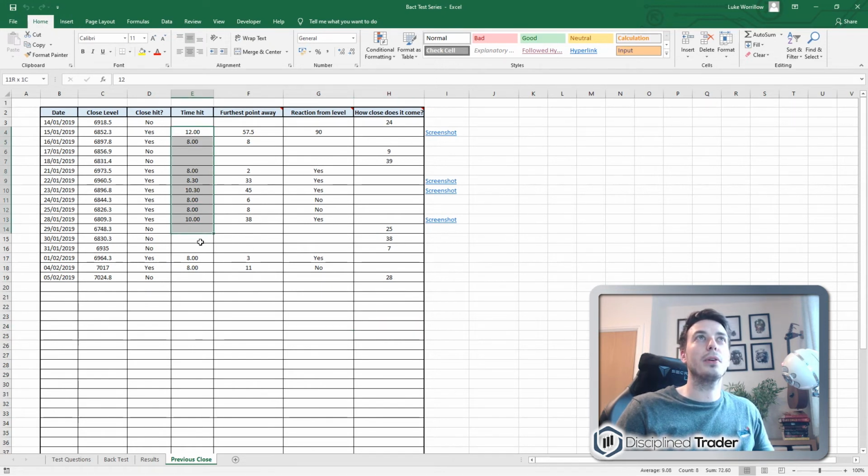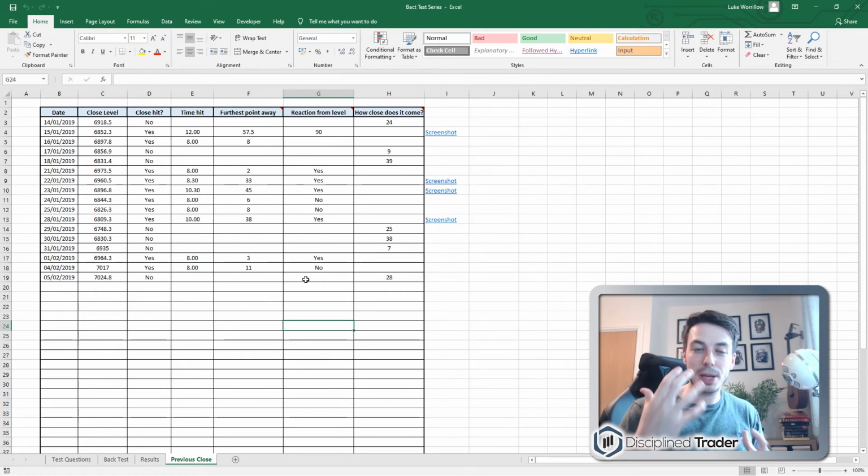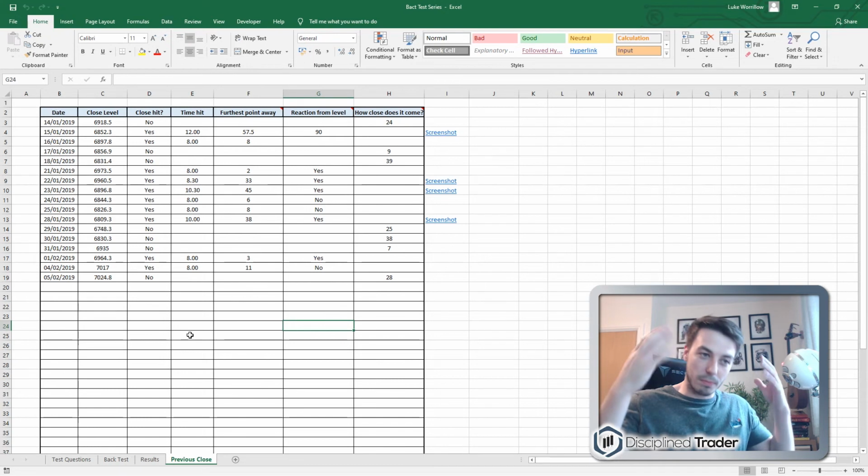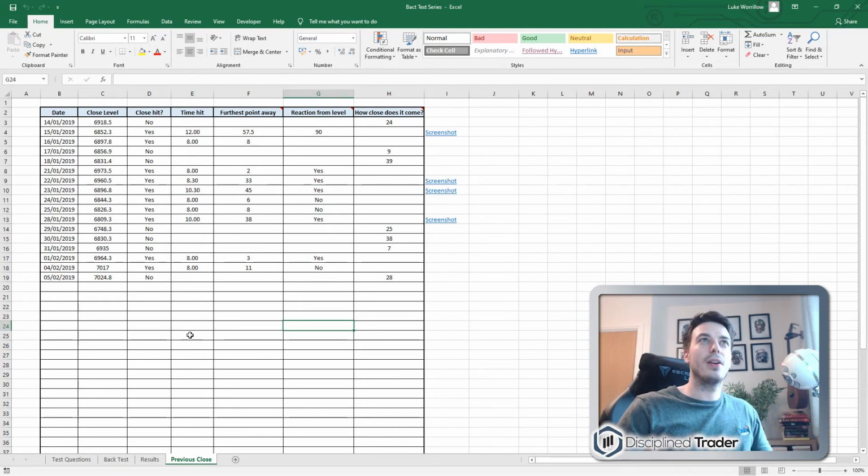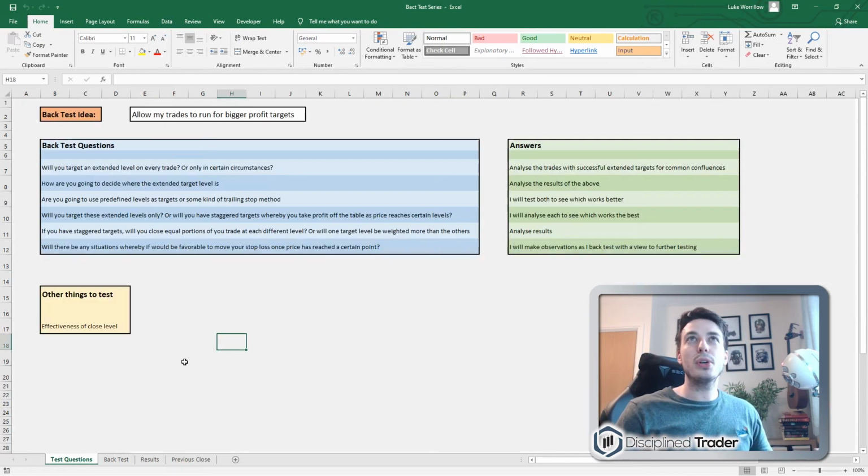You'll have a good idea of how long it typically takes to get hit, how far away price can be typically and still hit that level, and whether or not usually you get a reaction from it, things like that. They're just good pieces of information to know. You're never going to know concretely whether these things will happen, but if you know that 80% of the time it's hit before 12 o'clock, then that's a good piece of information to know. It all adds to your armory when trading. So yeah, that pretty much sums up this part of the backtest series.